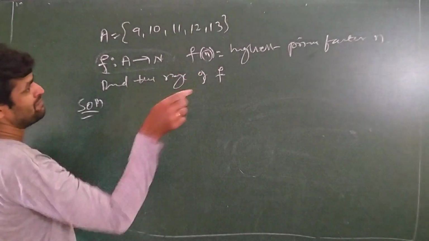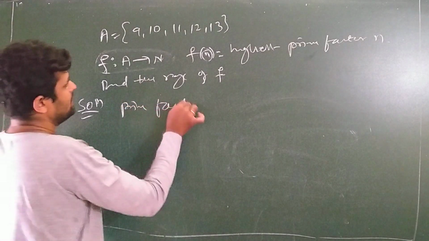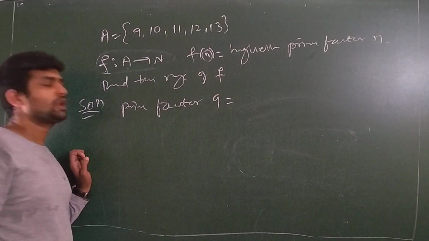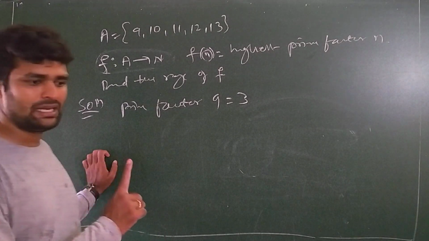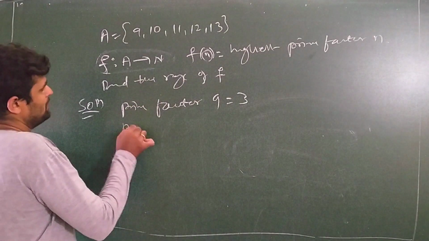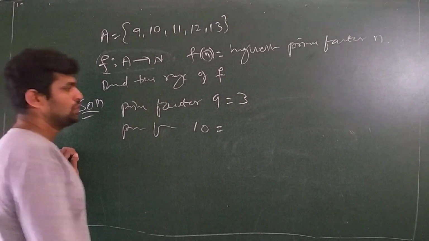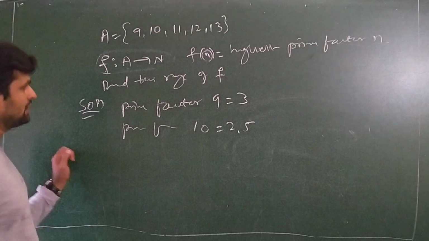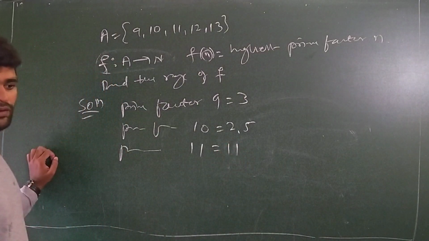Highest prime factor of n. Prime factors of 9: 3 times 3, so the prime factor is 3. You write a single digit; 3 and 3, then you write all the prime factors. Prime factors of 10: 2 and 5. Is it okay? Right. Prime factors of 11: it is 11 only, correct?